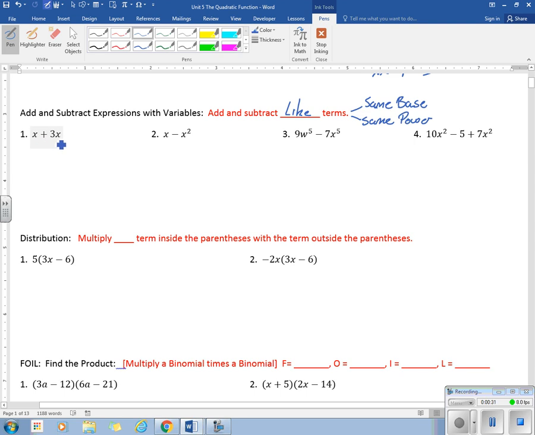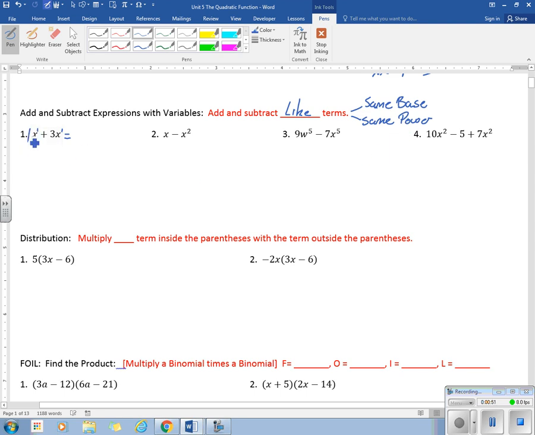This one says x plus 3x. This one has a base of x and a power of 1, and this one has a coefficient of 3 with a base x and a power of 1. Those are like terms. They both have the same base, x, and they both have the same power, 1. The coefficients don't matter.